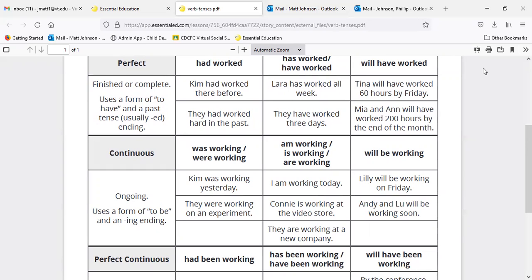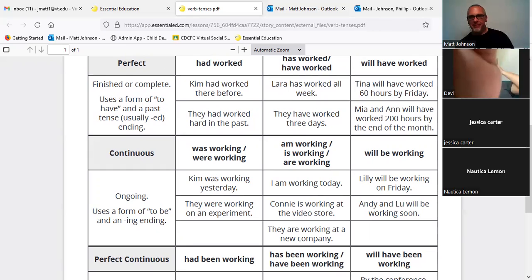Does that make sense for everybody? That's a lot to chew on there. Yeah, it's a little bit.